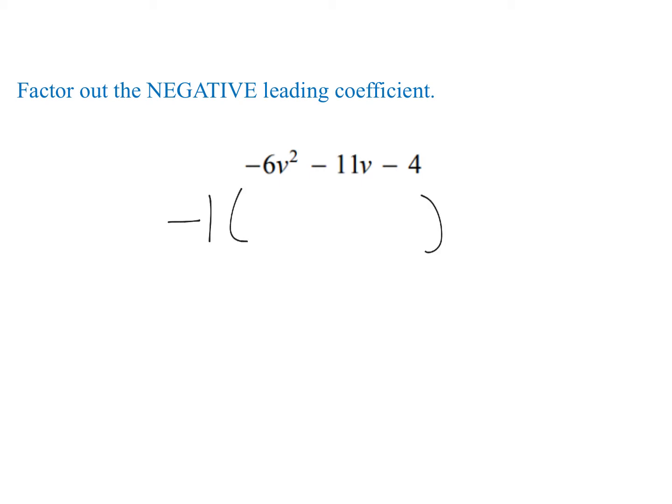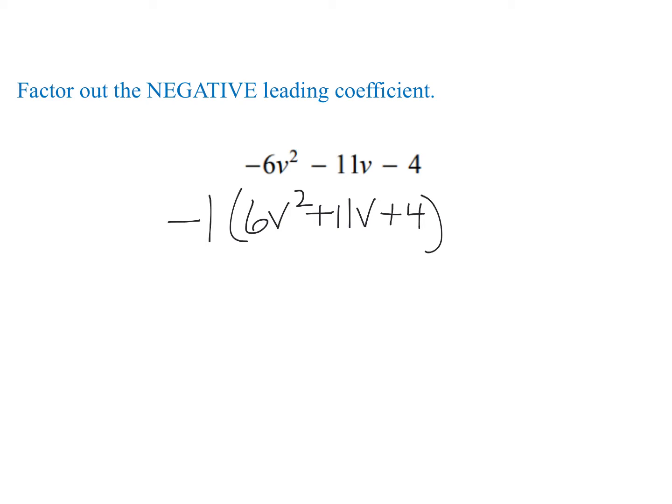Well, -1 times what gives you a -6v squared? 6v squared. -1 times what gives you a -11? +11. Basically, all you're doing is changing the sign of everything on the inside. There you go. I just changed the sign of everything, but kept that -1 out. Now, I'm going to remember that -1, but right now I need to finish this middle part.